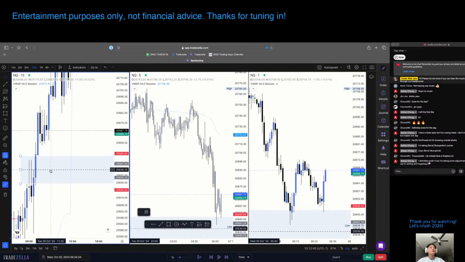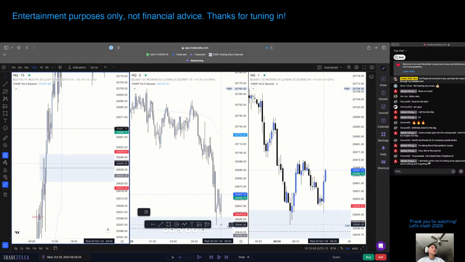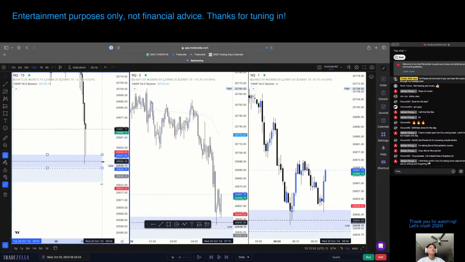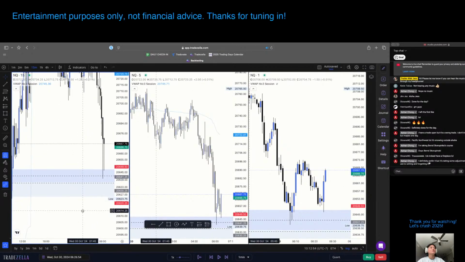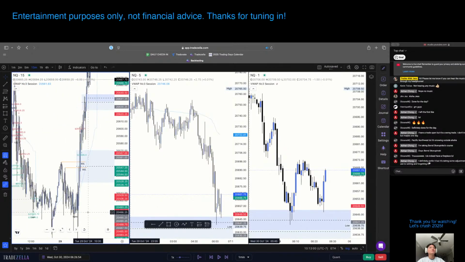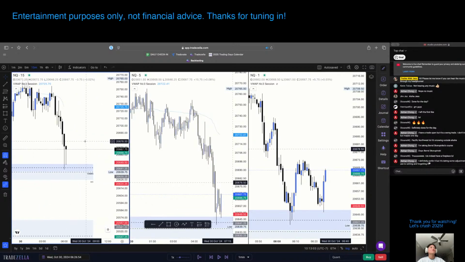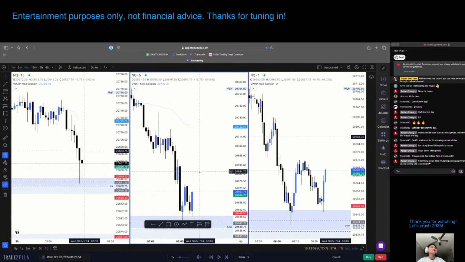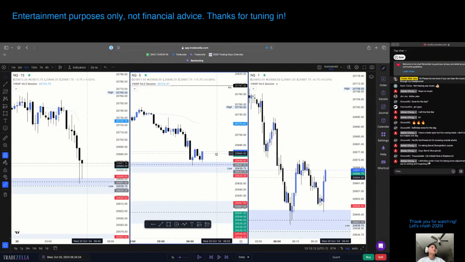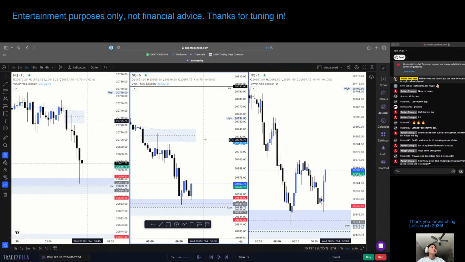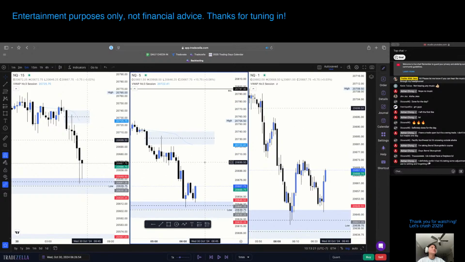We do have this 15, which has it already been tested? 36. No, not all the way yet, but it has been touched. This has been tapped into. None here. Technically, this has already been tested. Yeah, 50% has already been tested here.